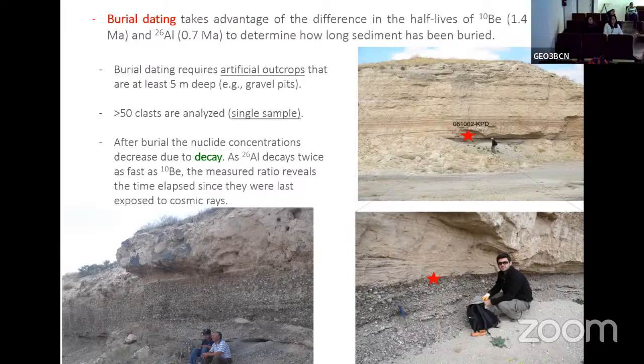So this is the sediments on top. This sediment was buried. We sampled from here to understand since when this sediment has been buried, so you can calculate the age. Of course, for this, you need two nuclides, aluminum and beryllium, and their decay rates are almost double compared to each other. So you can then calculate the age.